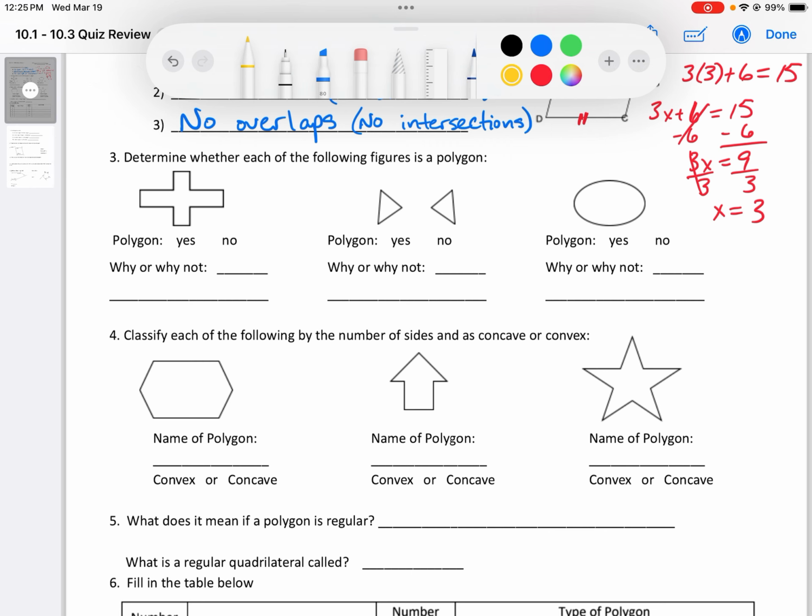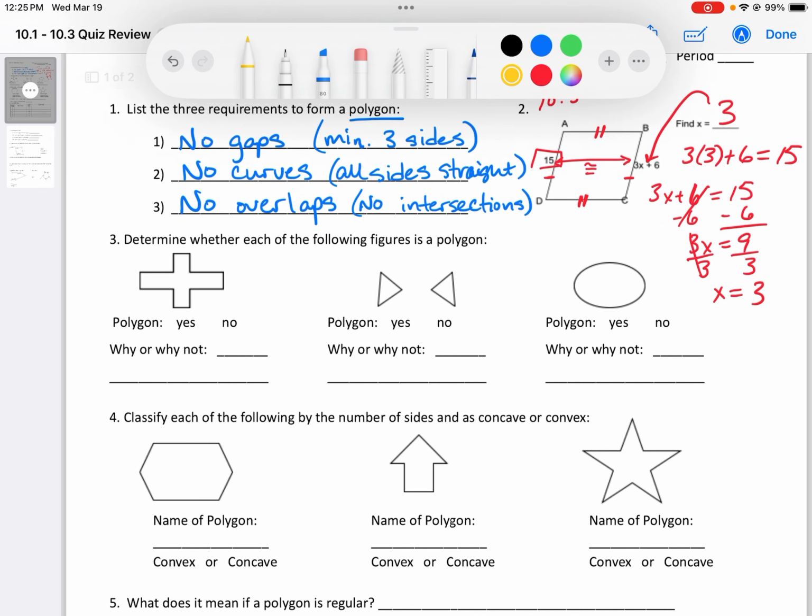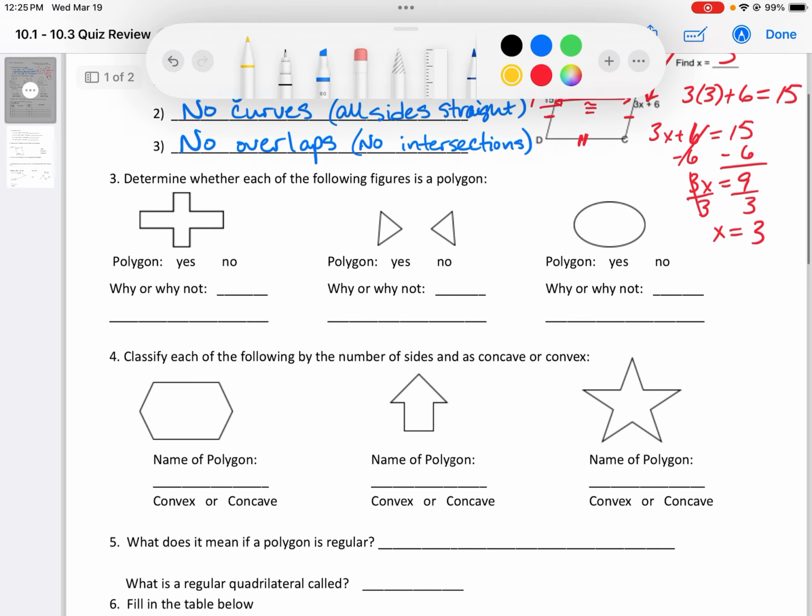Using our same rules to determine if these are a polygon, we're looking for gaps, curves, or overlaps. And in this first one, we have no gaps, no curves, and no overlaps. So since we have all 3 of those things, yes, it is a polygon.